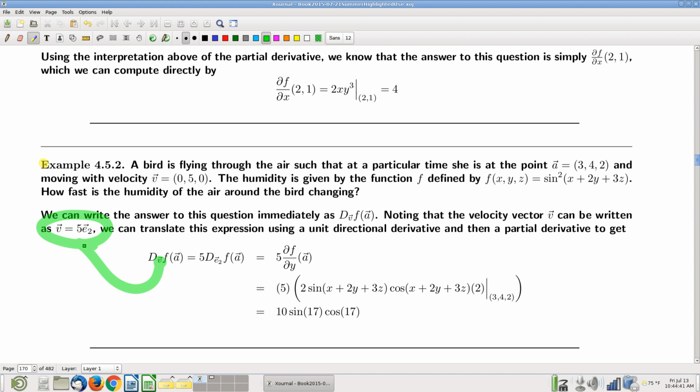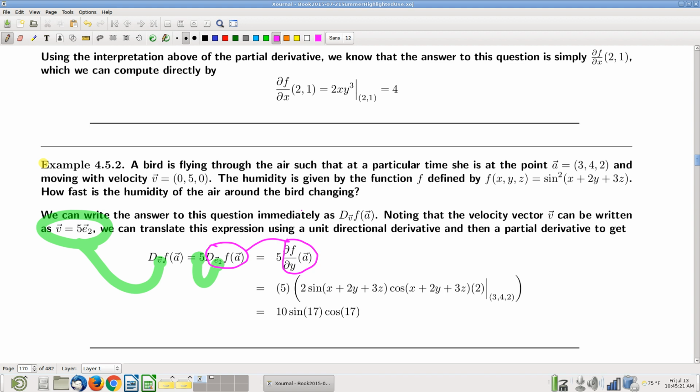Right? If I factor out the speed of 5, then I can rewrite this as 5, and then I have a unit directional derivative. But furthermore, not only is that a unit directional derivative, that's a unit directional derivative in the direction of a coordinate axis. That's a vector in the y direction, right? And so it's a partial derivative. And partial derivatives are super easy to compute.